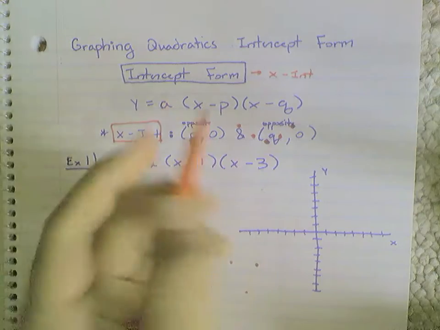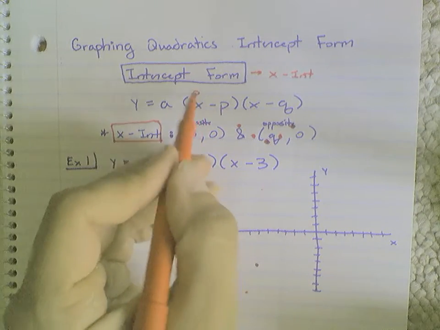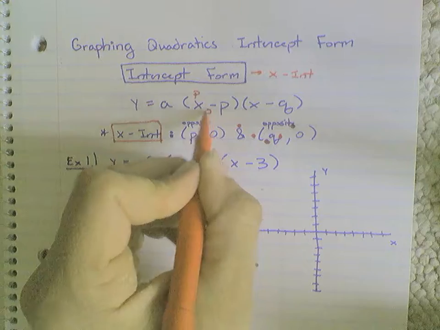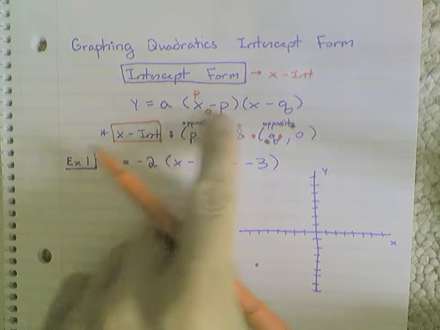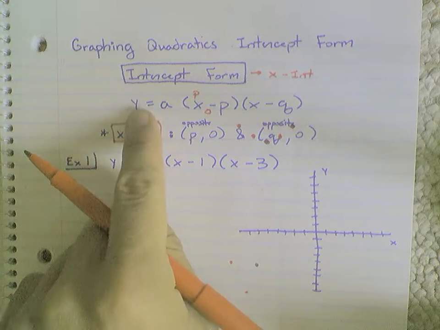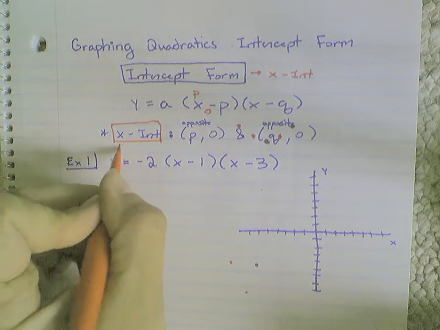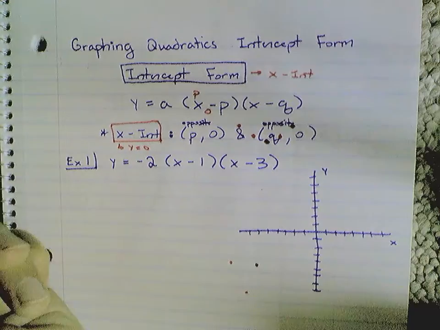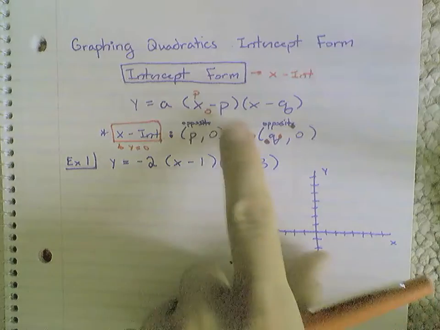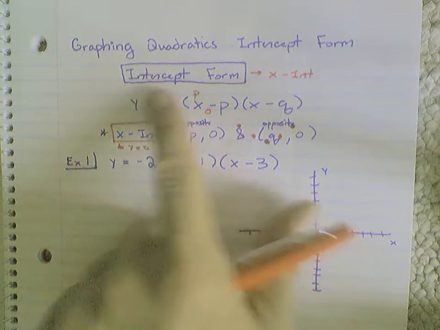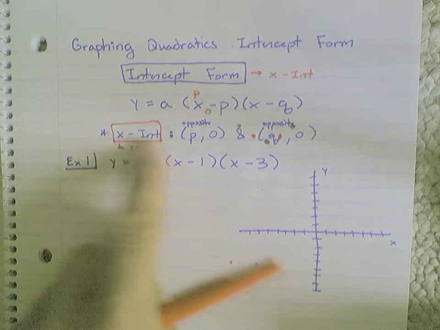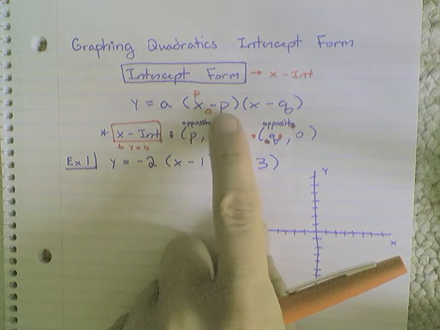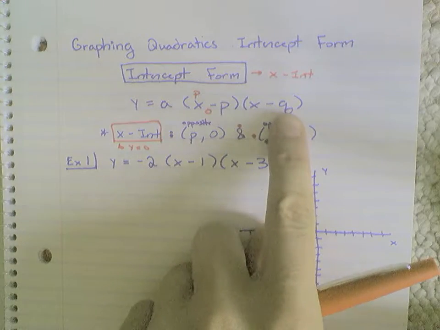Because if I were to plug p into this equation, p minus p would give me 0, and anything times 0 would equal 0. And if you remember, an x-intercept is where y equals 0. So really, what we need to recall and remember is that in intercept form, the x-intercepts are always going to be at the opposites of p and q.